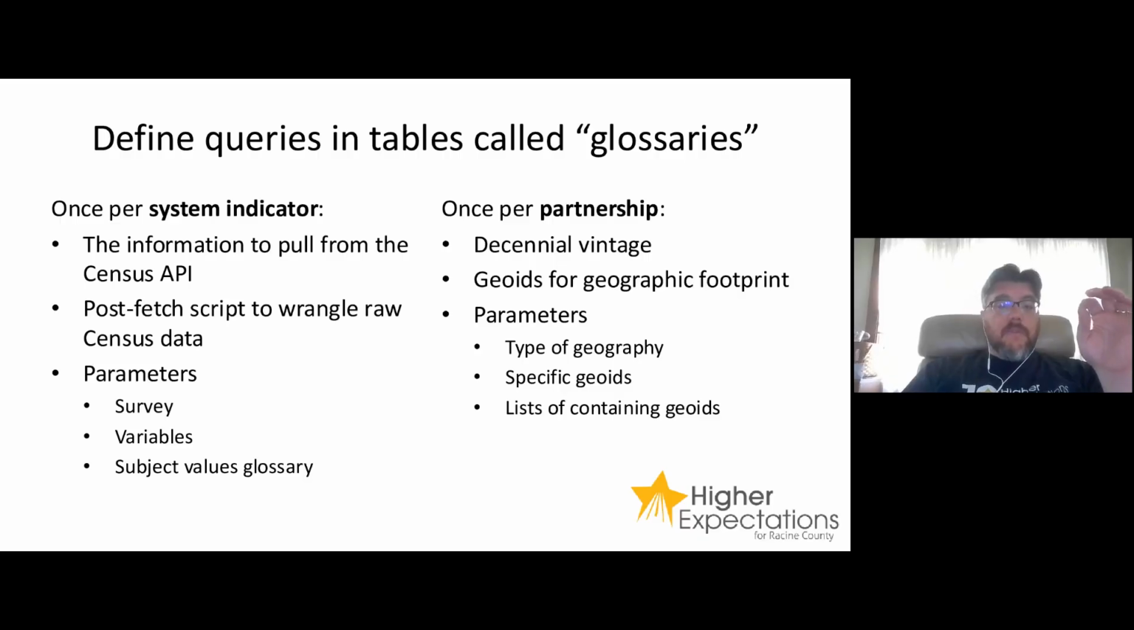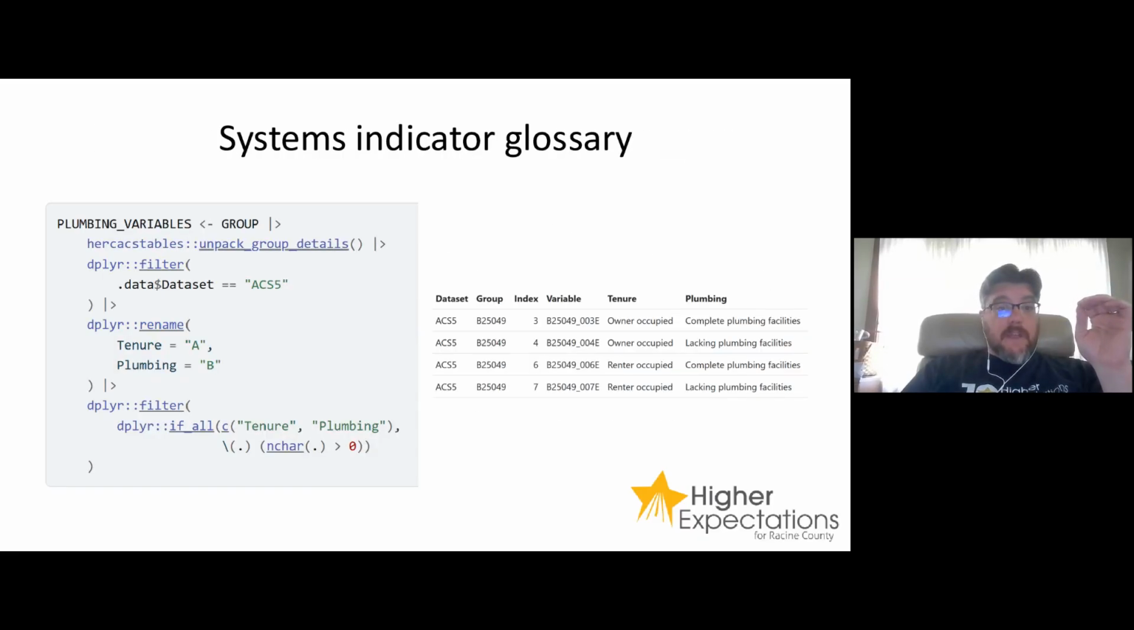And so then the partnership is you can define your location as well. So I will blitz really quickly through how that looks, as an example. So here's a systems indicator glossary. Got the data set, this is ACS5 or ACS1, the group, the index, and then get collapsed into variable. And then this is about plumbing and renting houses. And so you have 2 columns that tell you what that is. And then there's some R code that would create something like this.